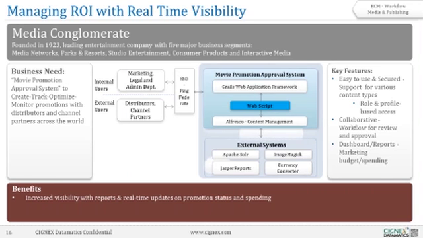And the key features that they were looking for were the collaborative workflow for review and approval, then the reporting dashboard for marketing, budget, and spending. So in the complete implementation, they were having Grails web application framework as a front end, and they were having Alfresco as a backend repository. So here, the complete integration was developed using web script. And using this implementation, the benefits the client has achieved were increased visibility with reports and real-time updates on promotion status and the overall spending.